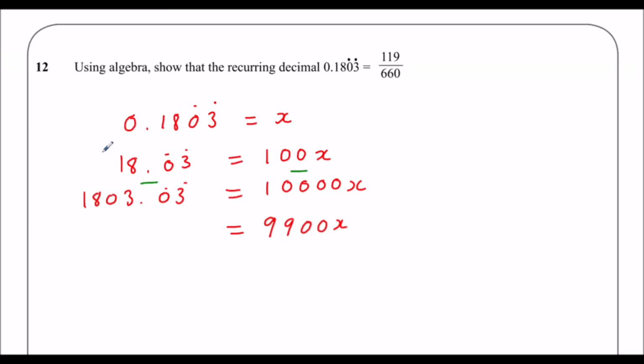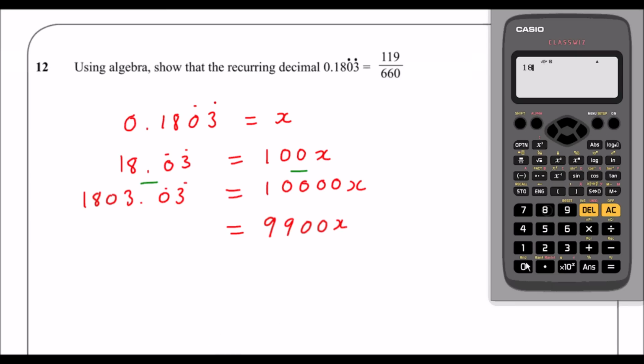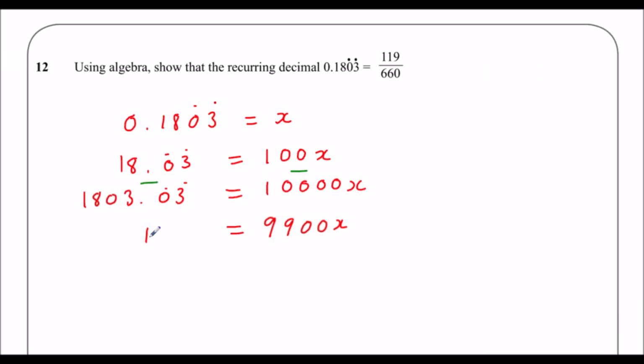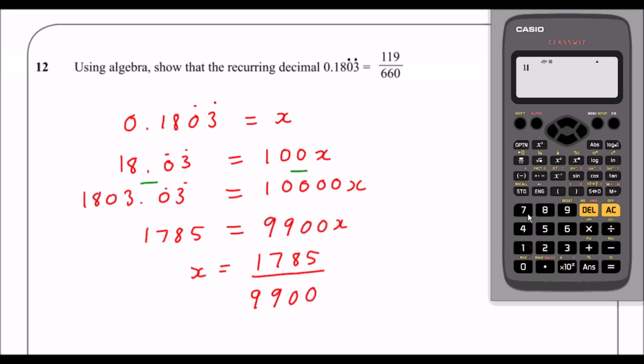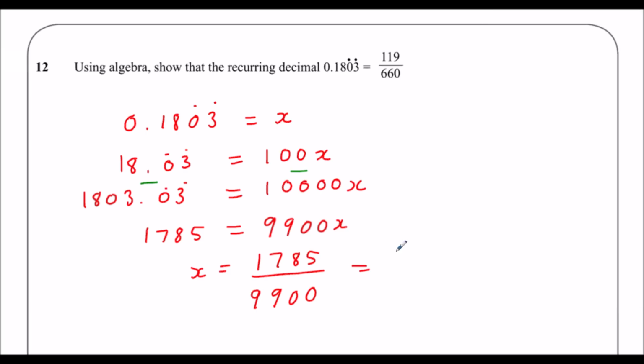1,803 point something take away 18 point something is 1,785. So to change this to a fraction, I divide both sides by 9,900. So x is 1,785 divided by 9,900. And if we simplify that fraction, we should get 119 over 660.